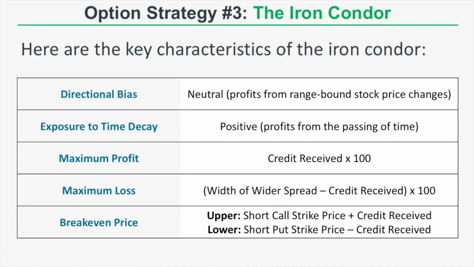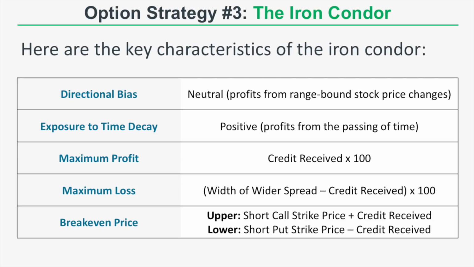So here are the key characteristics of the Iron Condor, and hopefully this sheds some light on why this strategy is so popular. First of all, the directional bias is neutral, which we just discussed. Since you're selling a put credit spread and a call credit spread, you want the stock price to remain in between those spreads, which means your directional bias is neutral. Now that means you profit as the stock remains range bound.